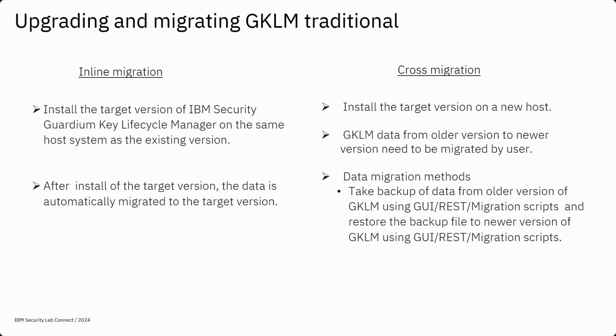Cross migration is helpful in situations like you have an older version of GKLM on a Windows platform and now you want to use a newer version of GKLM on Linux platform. In this case, user performs a fresh install of newer GKLM version on Linux and later migrates the data from older version to this new version. Data migration involves two steps. In the first step, the user needs to take a backup from the older GKLM instance, either by using GUI, REST, or migration scripts. And in step 2, user has to perform the restore operation on the targeted version, also by using these three interfaces.